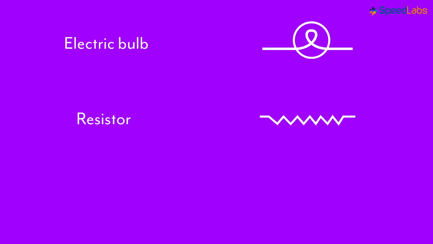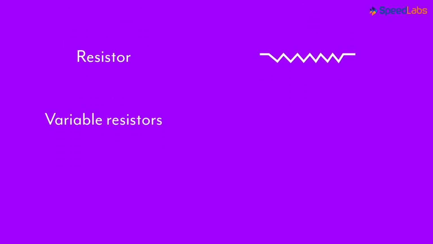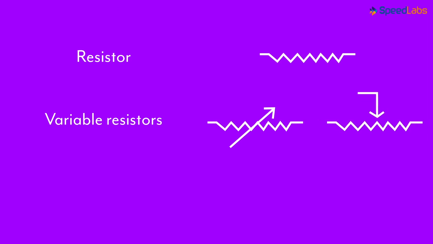Sometimes we also have resistors which can be used to control the current. They are called variable resistors or rheostats. They are represented like this or like this. It shows that the resistance value can be adjusted as required, which in turn will control the current.